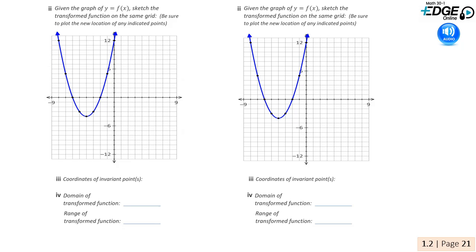This is a continuation of the previous slide. In the left graph, you should draw the transformed image of the parabola after being reflected in the x-axis. And in the right graph, you should draw the transformed image after being reflected in the y-axis. Do this, then try to determine the coordinates of the invariant point or points, as well as the domain and the range for your transformed graph.